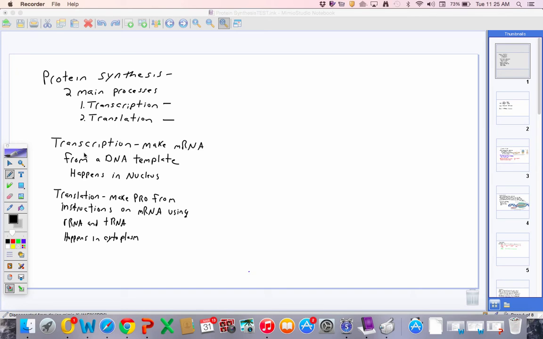And translation is how we actually make the protein. We make the protein using the instructions on the mRNA, and we use rRNA and tRNA to help us do that. And that all happens in the cytoplasm, either on a free-floating ribosome or one attached to the RER.